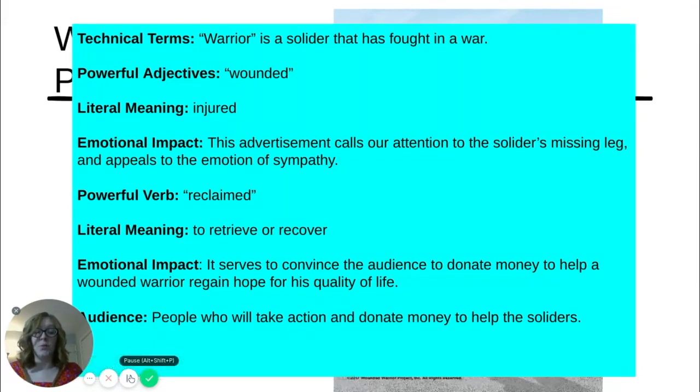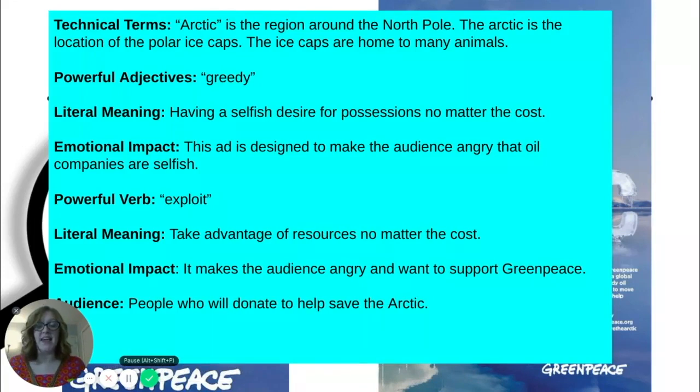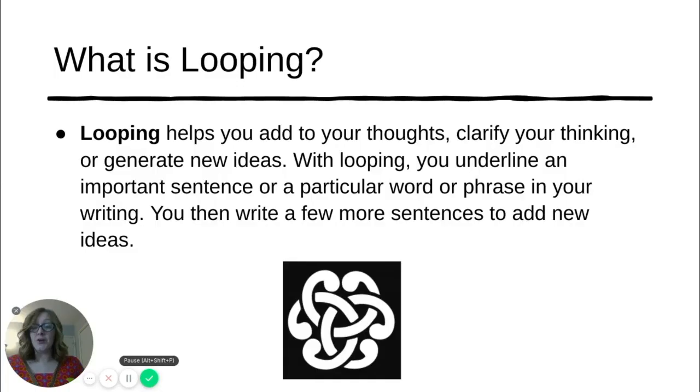So, the Wounded Warrior Project uses pathos to persuade their audience to provide support for wounded soldiers. By appealing to pathos, Greenpeace motivates people to take a stand for the environment. Looping helps add to your thoughts, clarify your thinking, or generate new ideas. With looping, you can underline an important sentence or particular word or phrase in your writing. You then write a few more sentences to add new ideas. Looping, in a nutshell, is elaborating or expanding on your ideas.